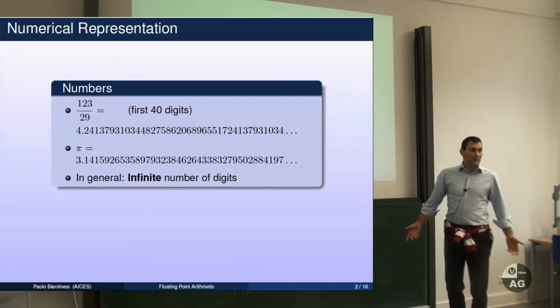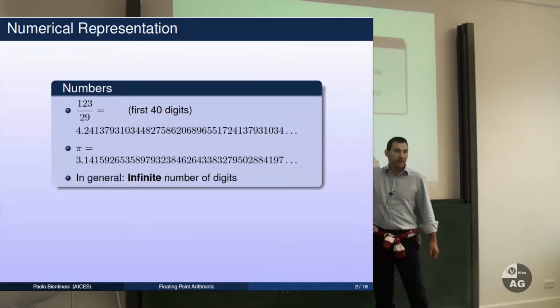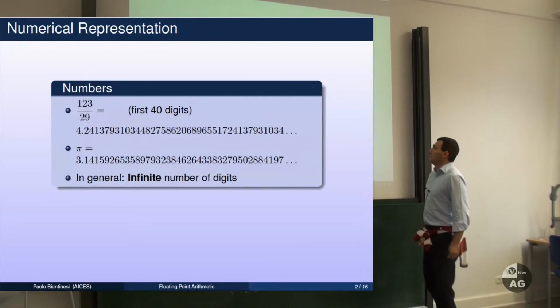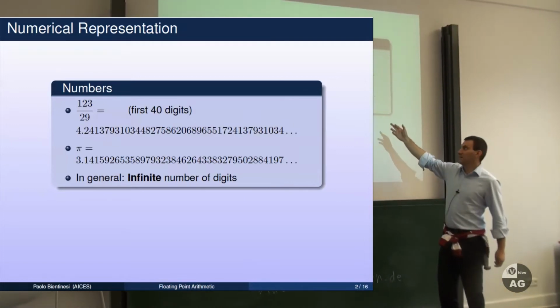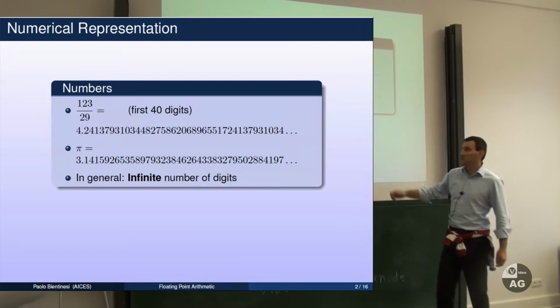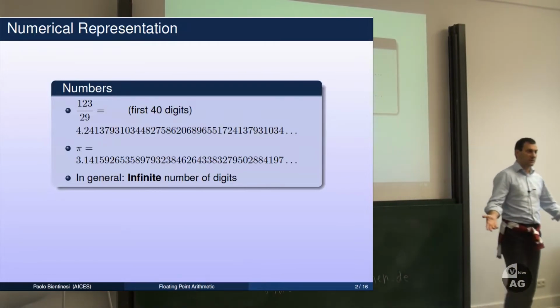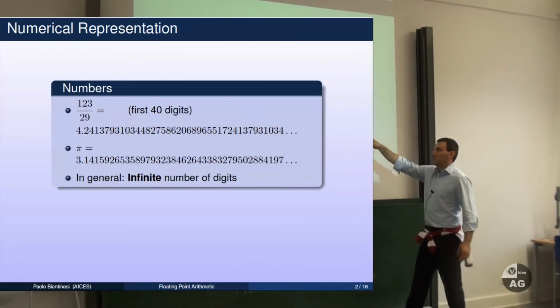It's an infinite number. Or we take pi, a symbol. Everybody knows what pi is. If you want to look at the digits of pi, you call Mathematica, you ask for the first 40 digits, and that's what you get. So in general, numbers in the mathematical world have an infinite number of digits.